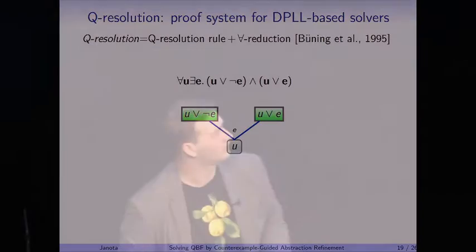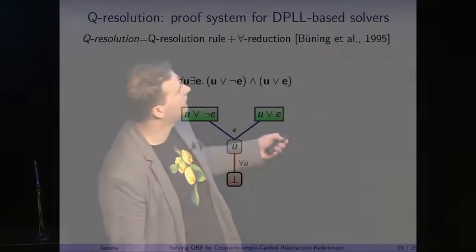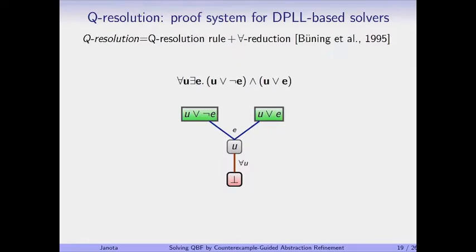Here is a small example. We can resolve as in normal resolution. We can resolve on existential variables. And then there is an additional rule on how to get rid of universal variables, that under certain conditions we can remove a universal variable, and eventually we get to a bottom, to an empty clause.